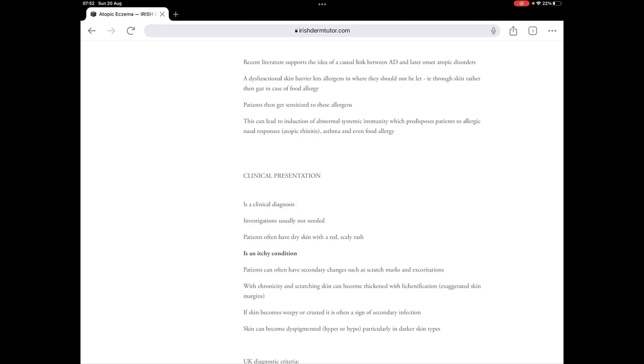So the skin gets these food allergens and it doesn't react to it in an appropriate way, and it leads to an abnormal immune systemic reaction in the area, and this predisposes the patients to allergies. So they might be predisposed to hay fever, asthma or food allergy.